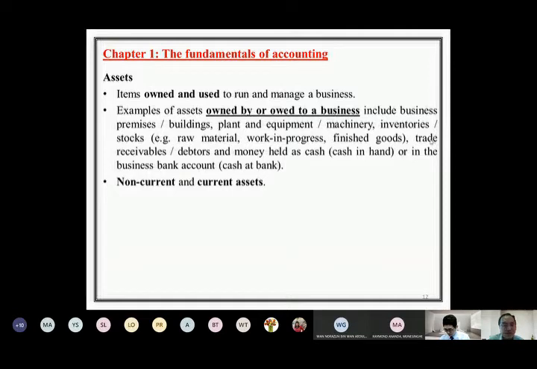So we have a trade receivable, or you sometimes call it trade debtors. So trade receivable is actually owed to the business, right? So you're going to receive the money. Trade receivable means you're going to receive the money. Your debtors are owed to the business. Examples are cash in hand, cash at bank. So assets also consist of non-current and current assets. So I'll explain the concept.